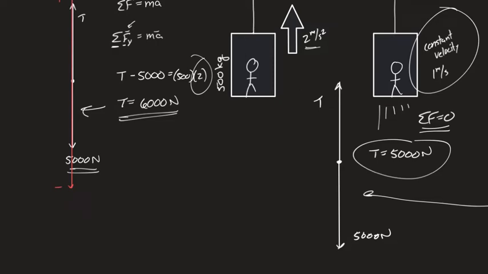Like, what if I asked about the person and not the elevator? It's hilarious, but people will draw the person with a string coming off the top of their head. There's no tension acting on the person. How does the person inside the elevator accelerate? Yes, ma'am. The normal force.